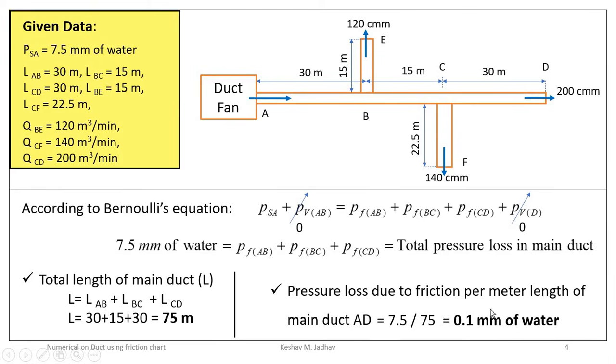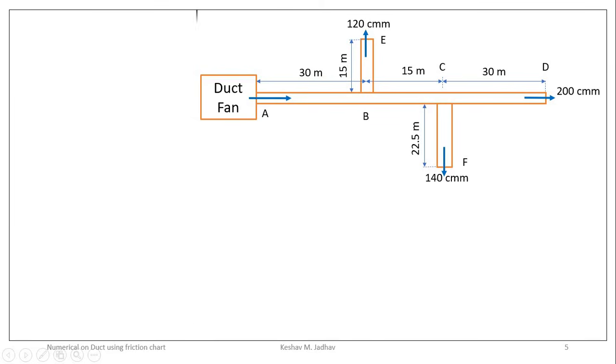This pressure loss we will consider the same for this main duct, and we will calculate pressure loss due to friction for the branch duct separately. Now, to calculate dimensions for each section of the main duct using the friction chart, we have the value for the x-axis, and on the y-axis we have volume flow rates. Therefore, we will calculate volume flow rate for section AB, section BC, and section CD.